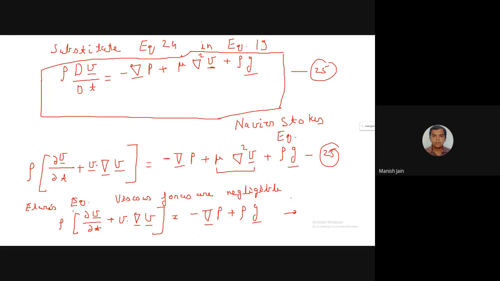So these are the three equations: equation of motion, Navier-Stokes equation, and Euler's equation. The equation of motion is used in the most generalized manner; for any condition, you can use the equation of motion. The Navier-Stokes equation will only be used when you have a Newtonian and incompressible fluid, like water or oil, simple liquids which can flow easily. And for gases where the viscosities are negligible, you can use Euler's equation, where the viscous forces are negligible.